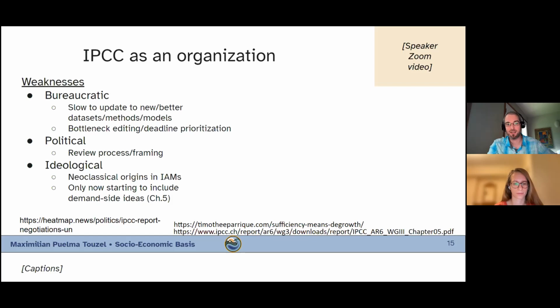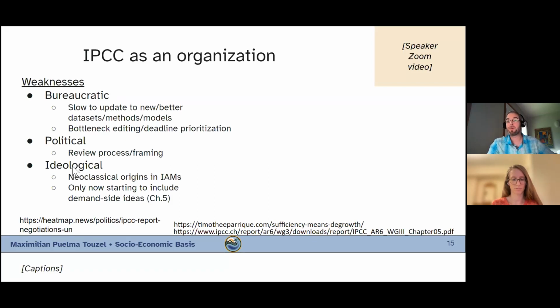Again, in the newest AR6 report, you can finally read about demand side issues, which acknowledge that an effective way to reduce emissions is to de-emphasize consumption, in contrast to supply side issues, which tend to focus solely on increasing efficiency. Okay, so that's the weaknesses.